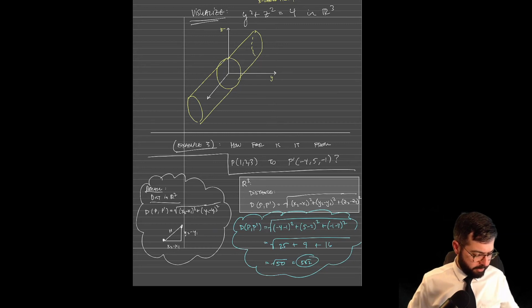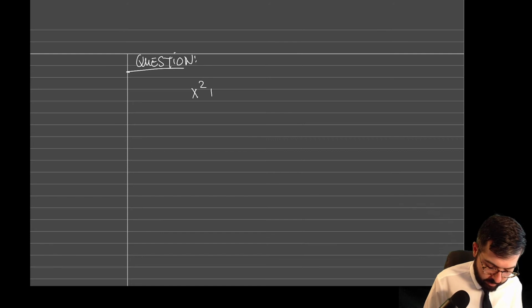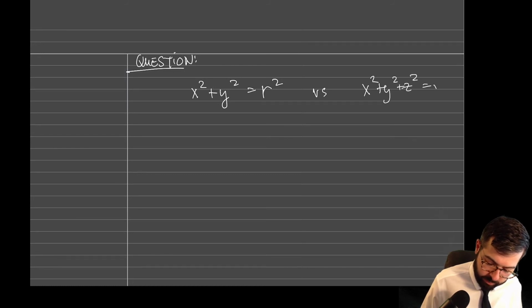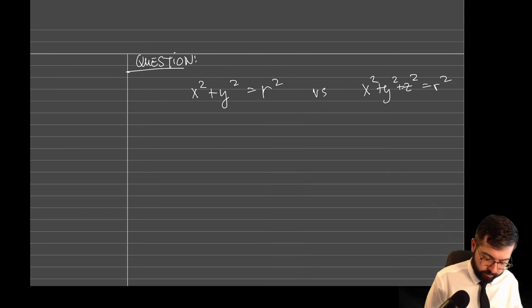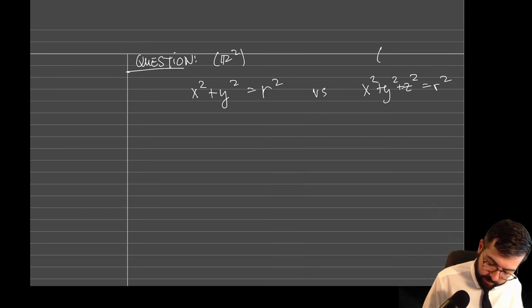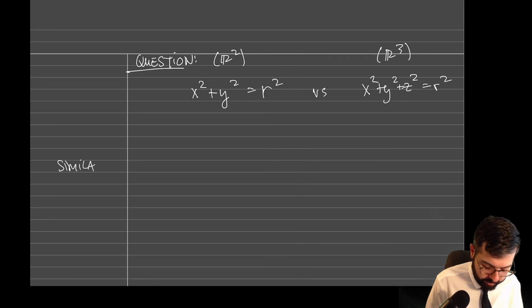Some other stuff that you're going to want to know. Compare x squared plus y squared equals r squared, versus x squared plus y squared plus z squared equals r squared. The first is in R2, the second is in R3. What are some similarities and differences that we'd expect here?